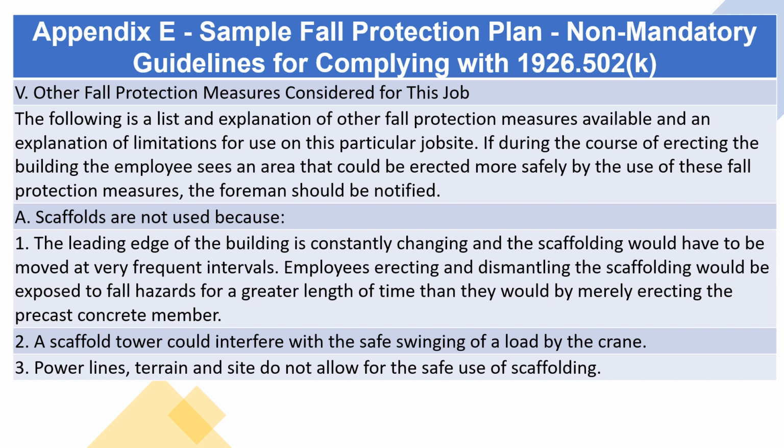A. Scaffolds are not used because: 1. The leading edge of the building is constantly changing and the scaffolding would have to be moved at very frequent intervals. Employees erecting and dismantling the scaffolding would be exposed to fall hazards for a greater length of time than they would by merely erecting the precast concrete member. 2. A scaffold tower could interfere with the safe swinging of a load by the crane. 3. Power lines, terrain and site do not allow for the safe use of scaffolding.